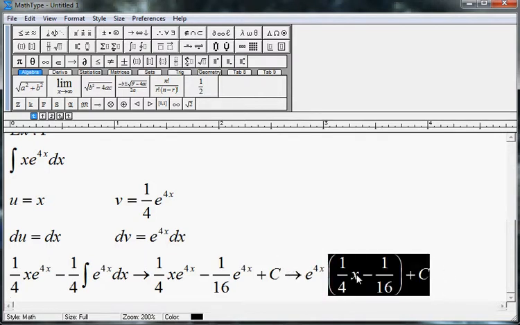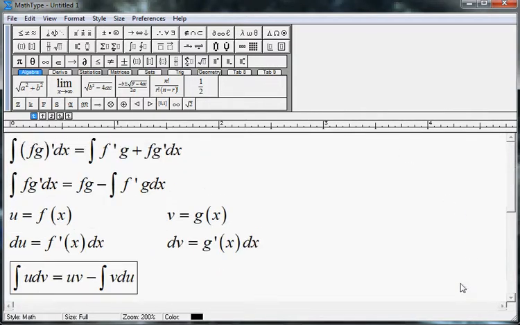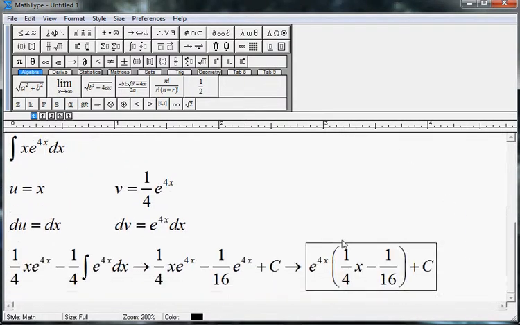There we go. That's your answer. And you could check this by differentiating it, plugging it back in, and it's correct. So that's our first simple example.